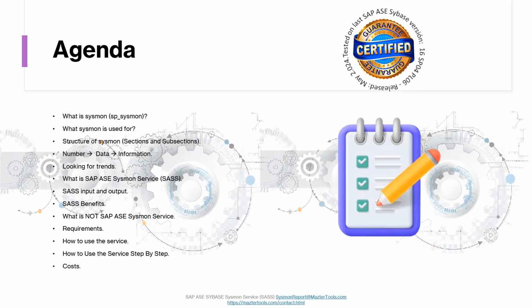This is the work agenda with which we invite you to learn about this service. We will briefly tell you what SP Sysmon is, as well as its usefulness and structure. We will show you the importance of the magic of turning numbers into information and the search for trends. Once we achieve these objectives, we will enter fully into the presentation of the service offered here. We will talk about its benefits, what it is not, its requirements of use, how to use this service and its licensing.